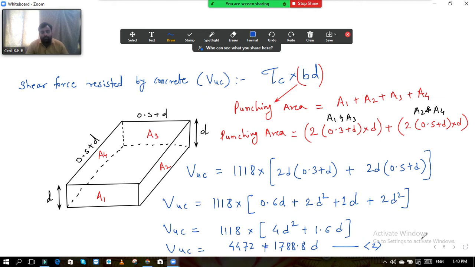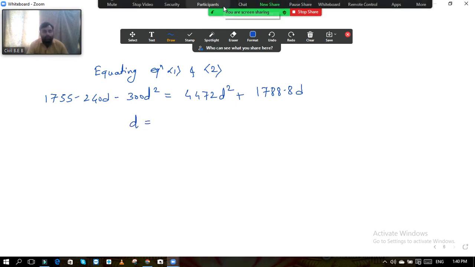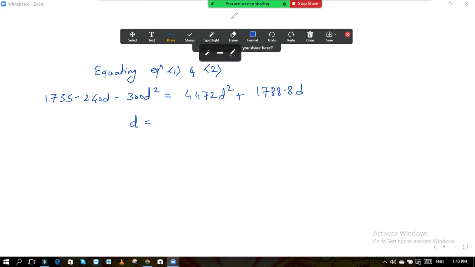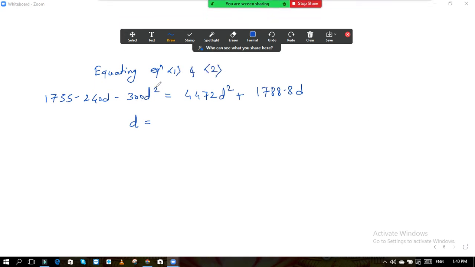Okay, 4472, here it is D square now. 4472 D square it is remaining. Here it is 4472 D square plus 1788.8 D. So now if you solve this equation, you will get the value of D. Solve it and let me know the answer. Solve this equation on your calculator. You can directly solve it. Let me know the value of D.